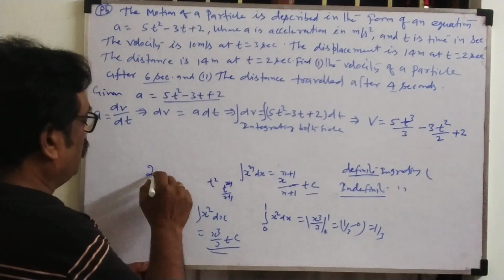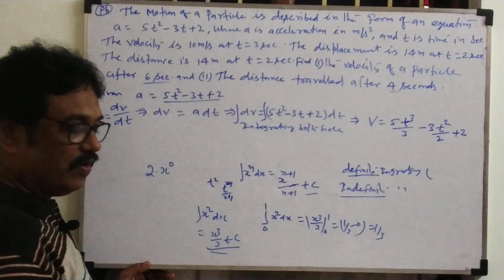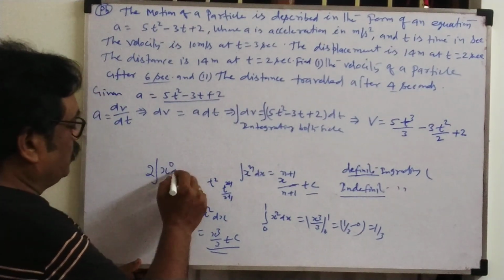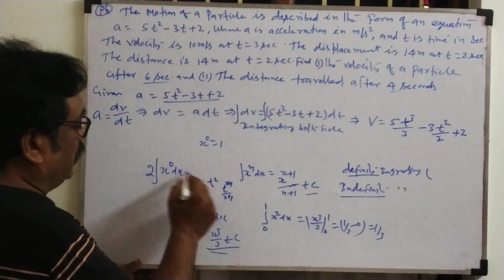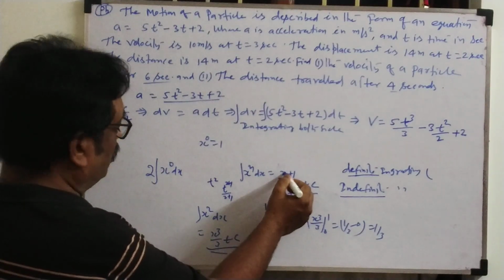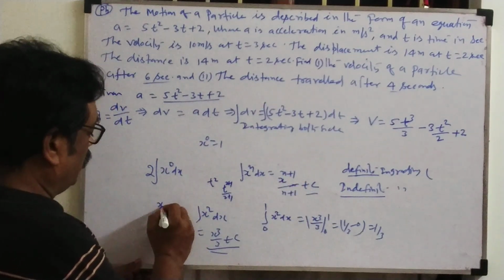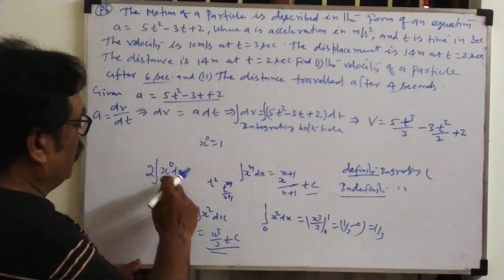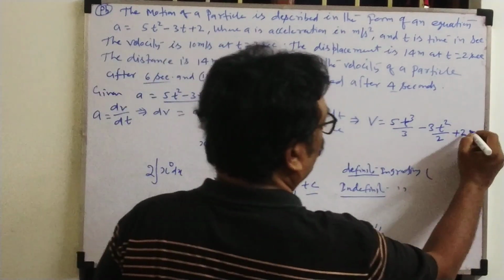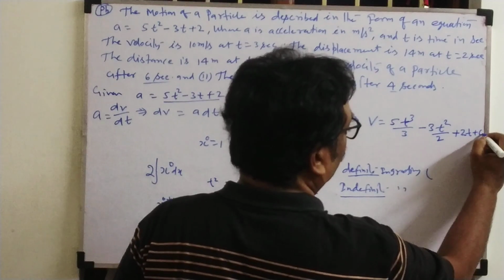For the constant, you can write it as x power 0, because anything power 0 is 1. So n is equal to 0. Put n equal to 0 in x power 0 plus 1 by 0 plus 1, and what will we get? X. So the integral of the constant is 2t plus some constant c1.